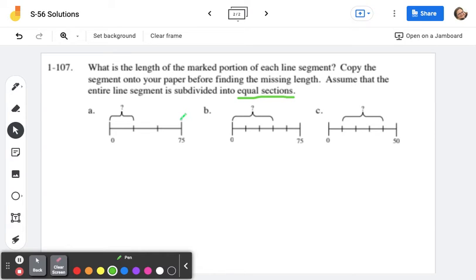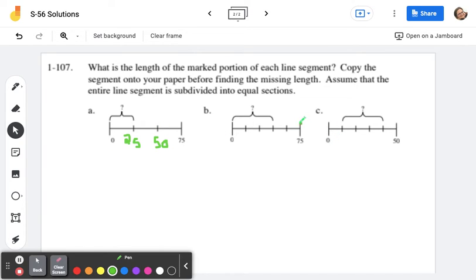So if we see that the total goes from 0 to 75, I like to think of that in terms of quarters. So I know that 3/4 is 75. So therefore, each section must be worth 25. So I'm going to divide this up. It should be 25, then 50, then 75. So each section is worth 25, each little part, if I divide it up into 3 parts.